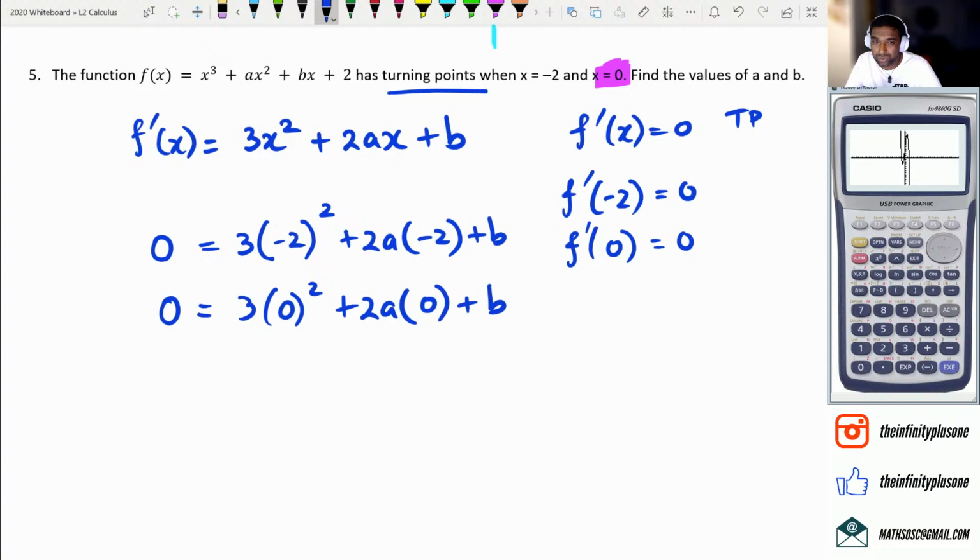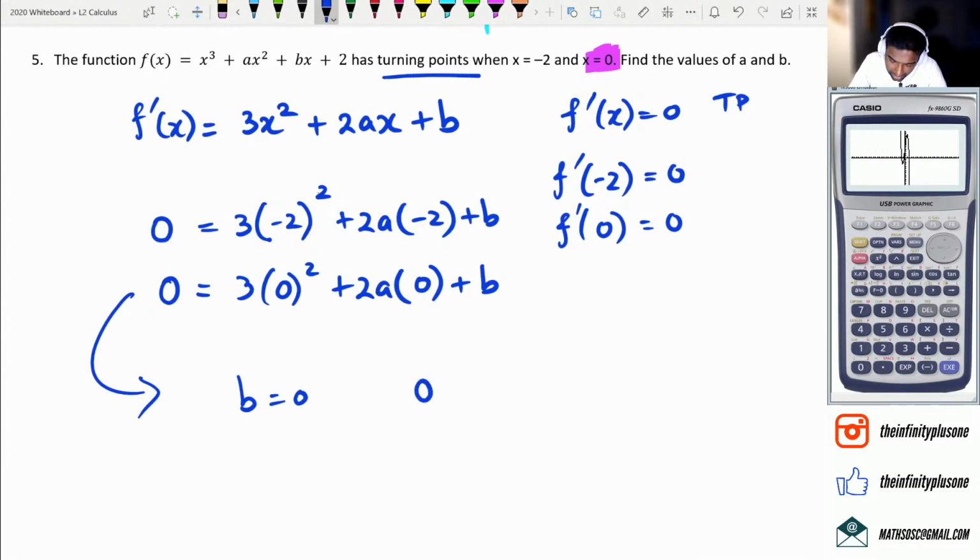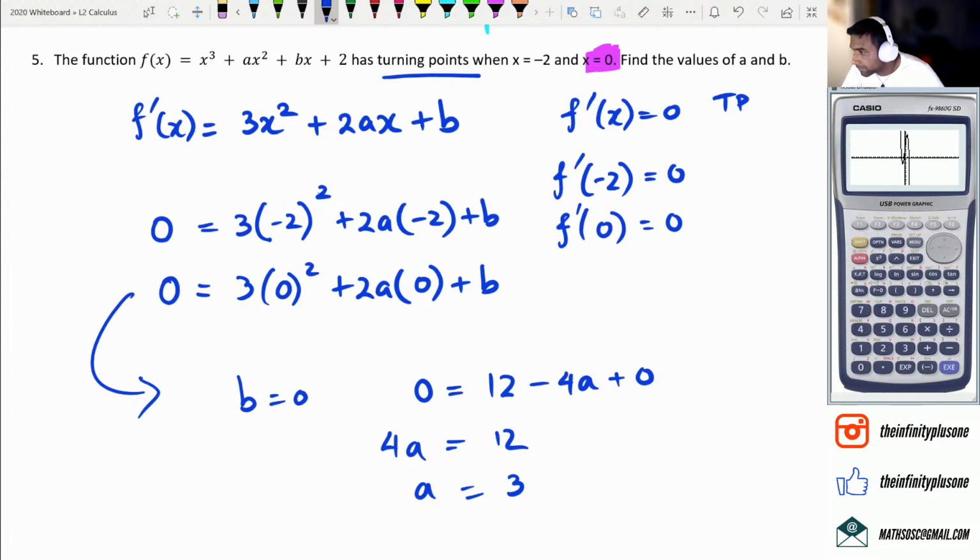So it ends up being an excellence question because it's simultaneous equations that you're doing to solve this question. But in this case, we're lucky. We can straight away say that b equals 0. And then going into that first equation, we've got 3 times -2 squared, which is 4, and 3 times 4 is 12, minus 4a plus 0. Rearranging it, we're going to get 4a equals 12, and a is equal to +3.